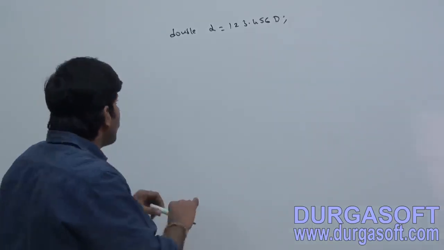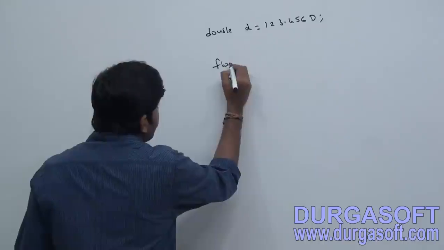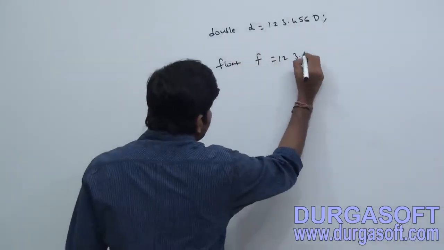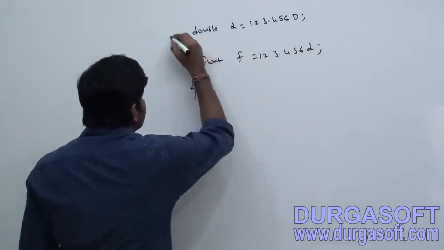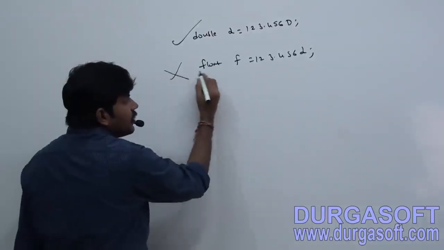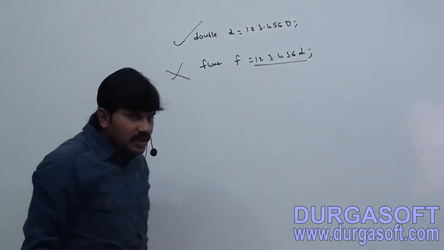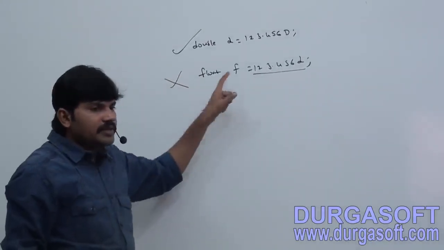Okay, suppose I take float f is equal to 123.456D. Sir, this one is invalid, because 123.456D is what type? Double. How can you assign it to the float?